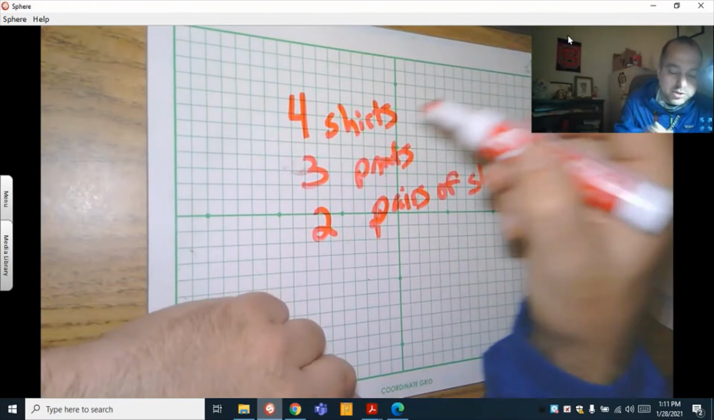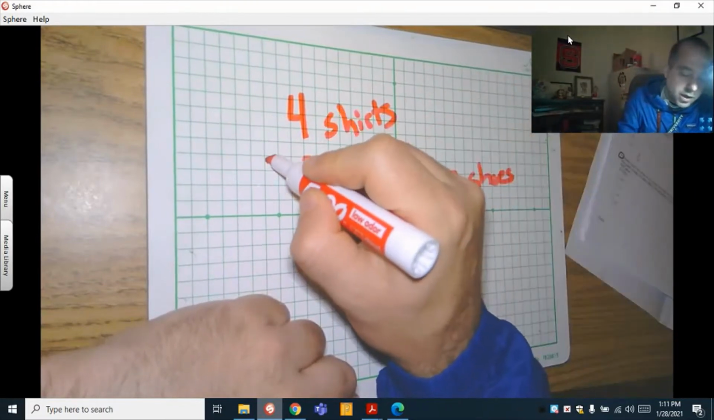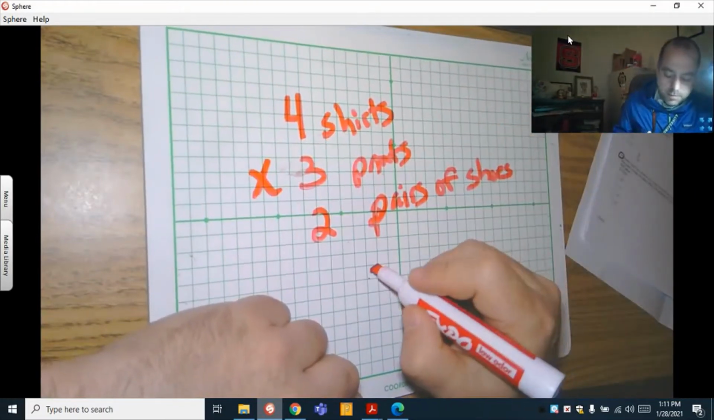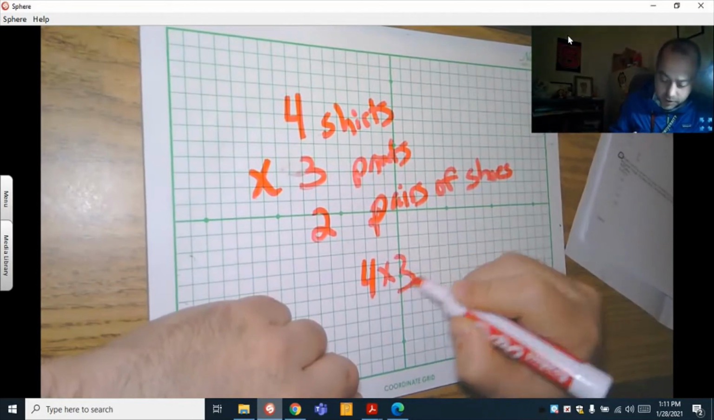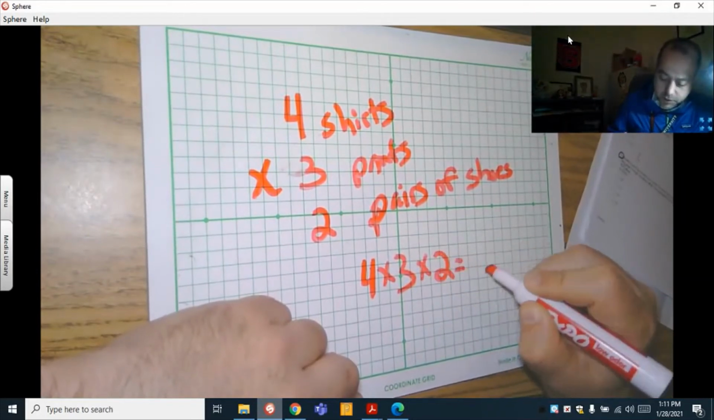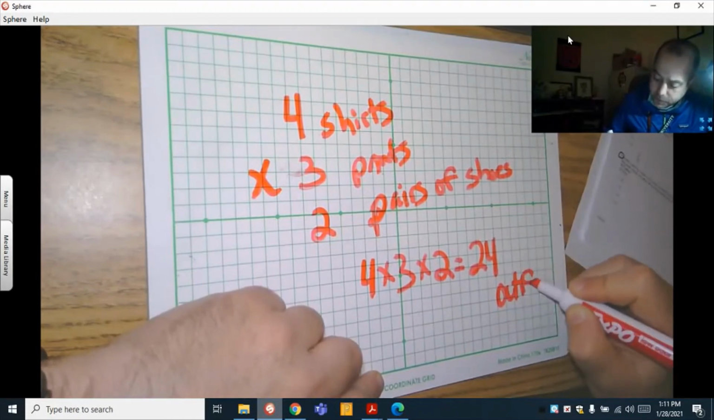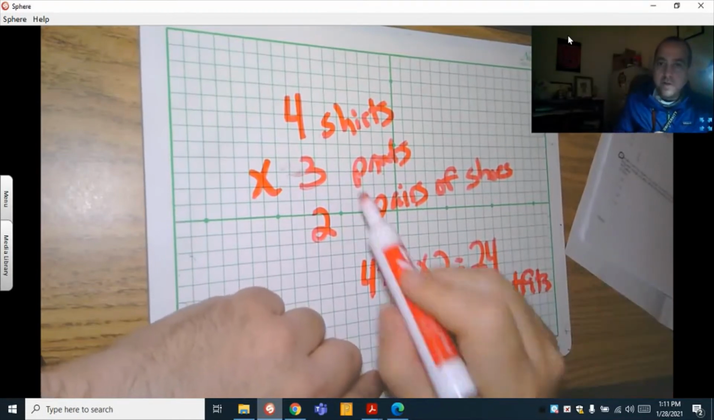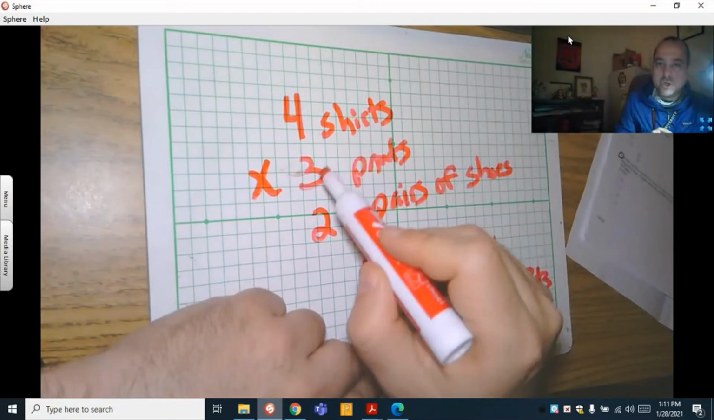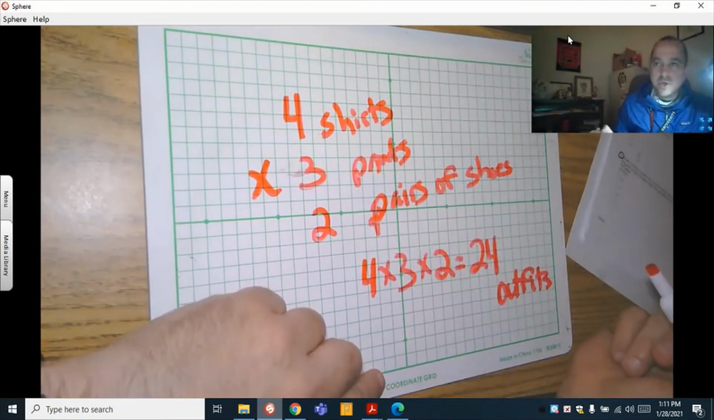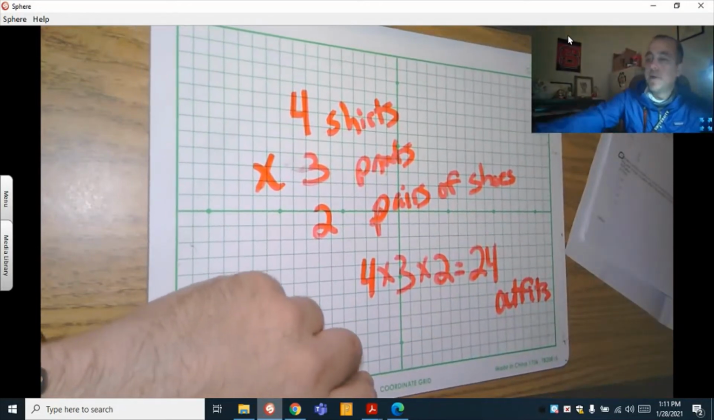Well, it's simple. You just take these 3 numbers and you multiply them all together. 4 times 3 times 2 equals 24 outfits. Believe it or not, you can make 24 different outfits just out of 4 shirts, 3 pants, and 2 pairs of shoes. Okay? Next.